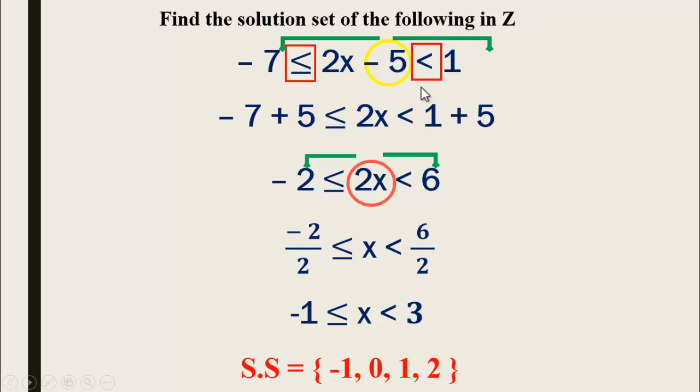When you have two signs of inequality, you will find that your solution set is a finite set. It contains a specific number of values. Those values are determined by x is greater than or equal to what and less than what.